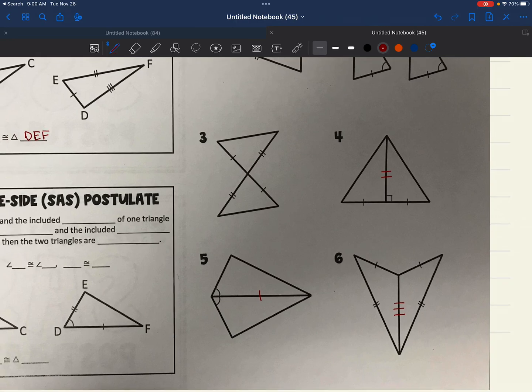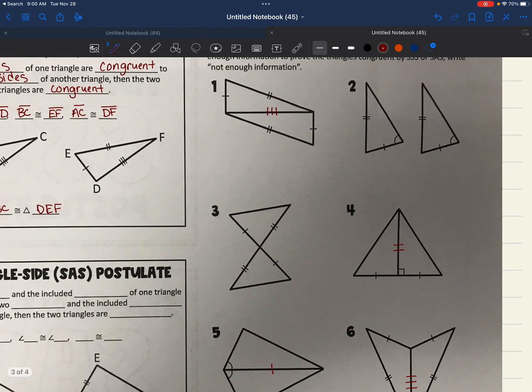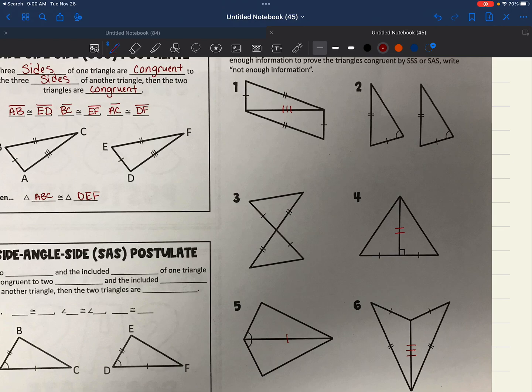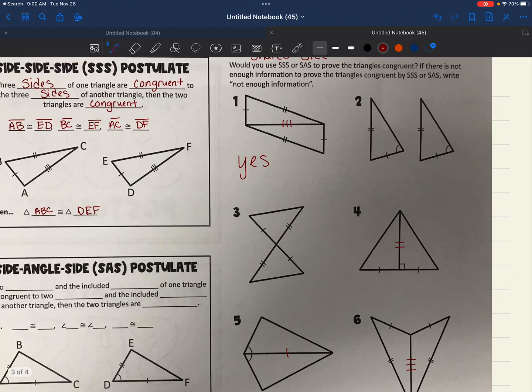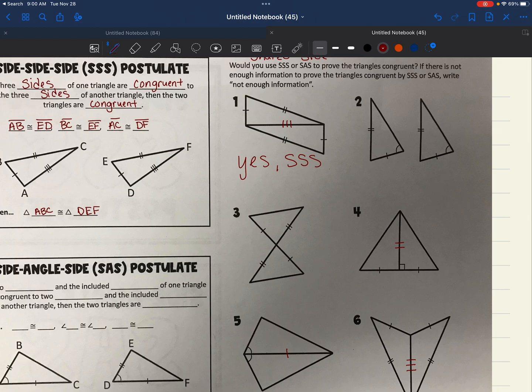Okay, now, since we just talked about side, side, side, do any of those fall under the category of having 3 sides the same as the other triangle? Number 1, it sure does. Okay, so we know this side is congruent here. The two sides with 2 markings are congruent, and then the shared side. So we would say yes, by side, side, side. Okay, is 1 the only problem here that has all 3 sides? 6 as well.